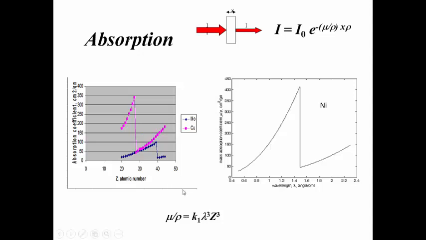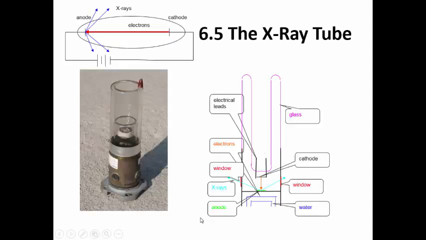And there's also a relationship that mu over rho is proportional to the cube of the wavelength of the radiation that's impinging, and it's proportional to the cube of the Z of the material. And there are a number of little interesting problems you can make up with that.